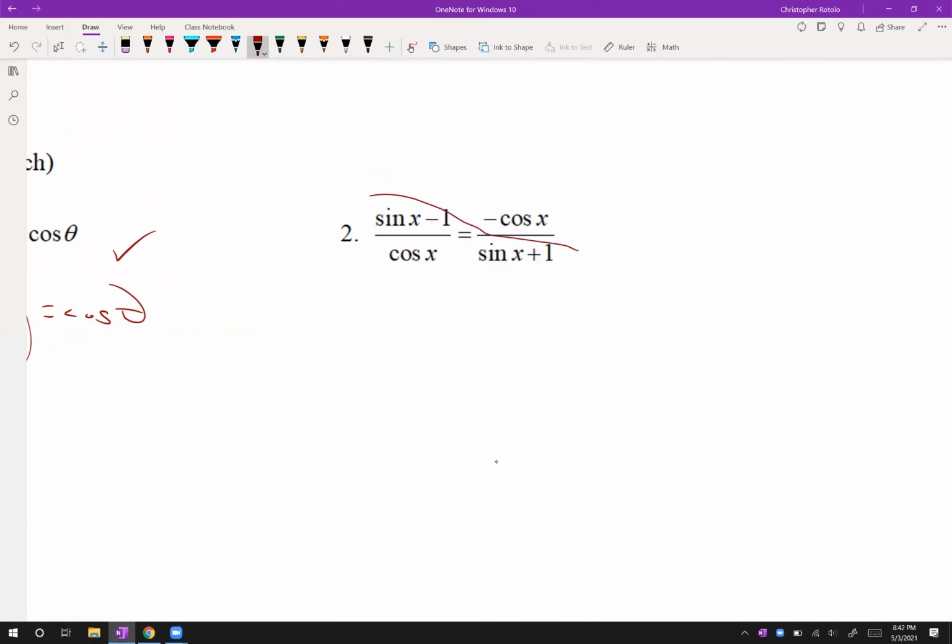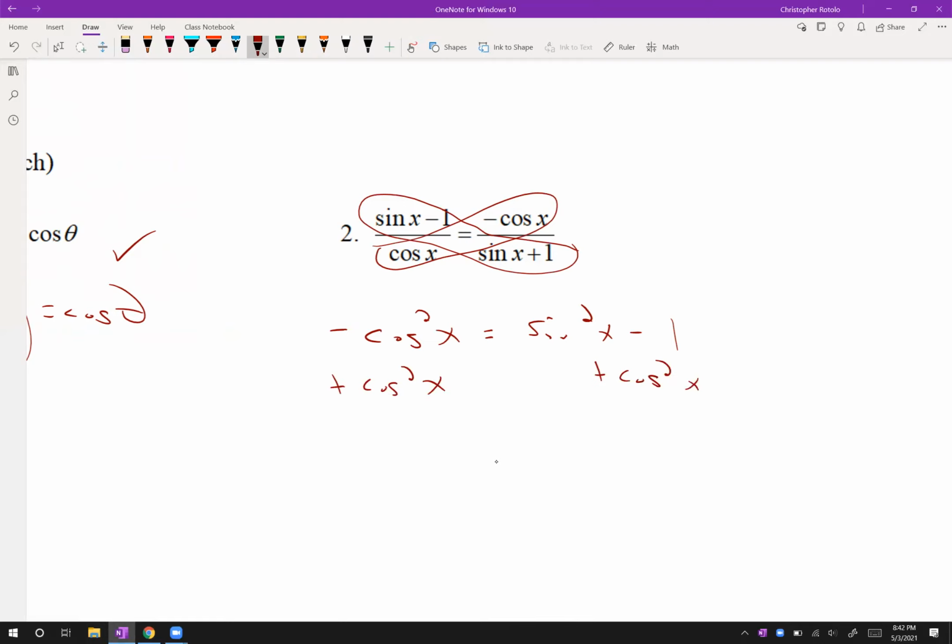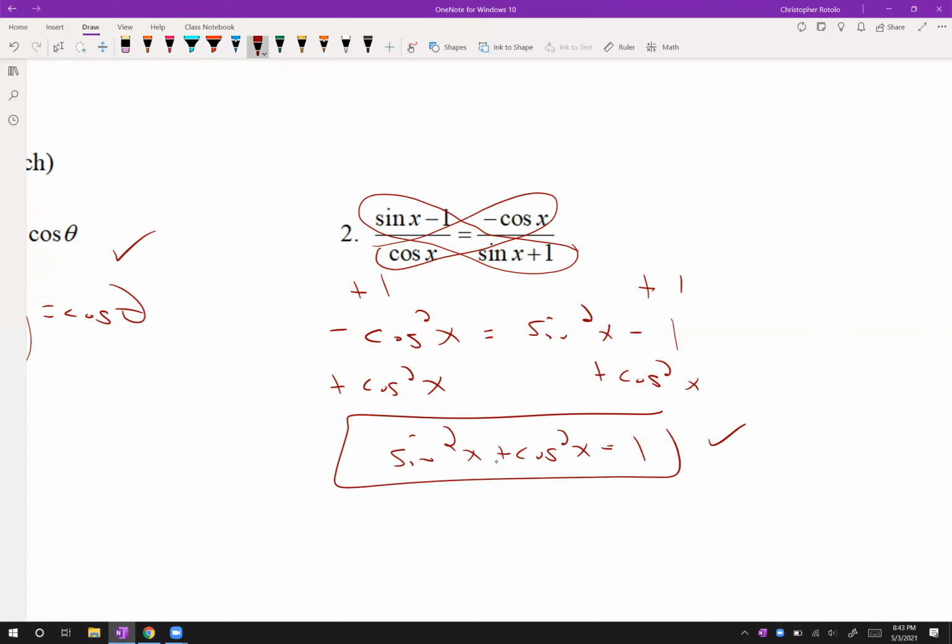Got another one of these, cross multiply. So hopefully we're in good shape after that. Negative cosine squared x equals sine squared x minus 1. Okay, so we got a little bit too much going on here, but remember our idea is to make it look like one of our identities. So if I add cosine squared x to this side, and I'm going to add this 1 back to the left, so I should end up with sine squared x plus cosine squared x, and it equals that 1, which was the identity that we wanted, so that we can get where we want to be.